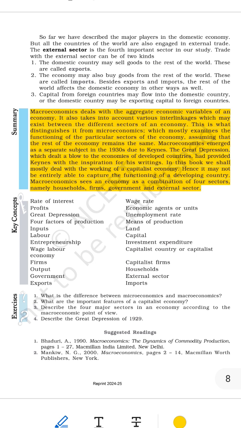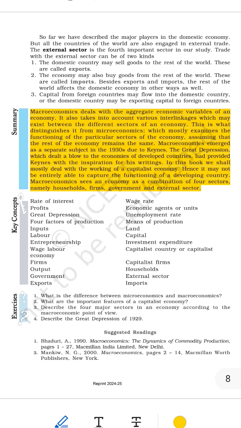Macroeconomics emerged as a separate subject in the 1930s due to Keynes. Emerged means came out or was born. In the 1930s, about 90 years ago, macroeconomics became its own subject. Keynes was a famous economist from Britain. His full name was John Maynard Keynes. He had new ideas about how to fix big economic problems. Simple example: before 1930, people mostly studied small economics, micro. After Keynes, people started looking at the whole economy, macro.